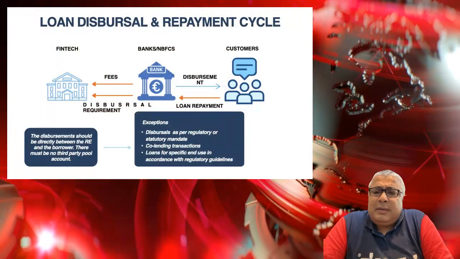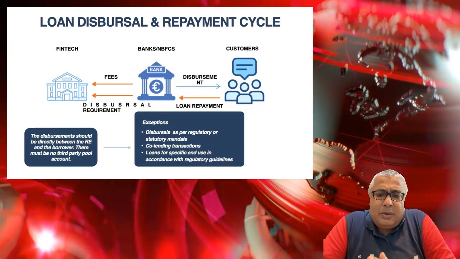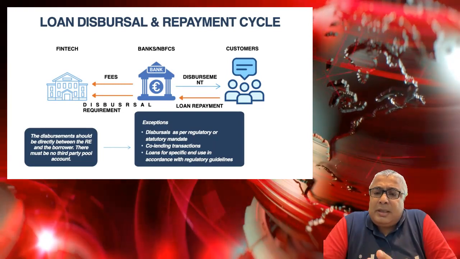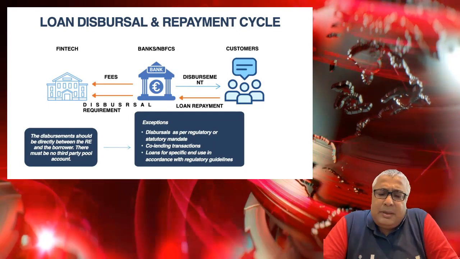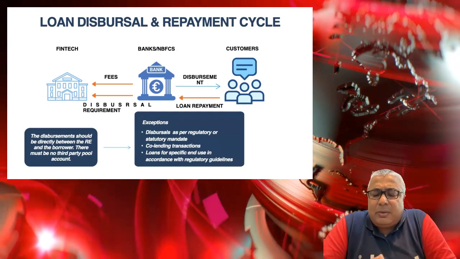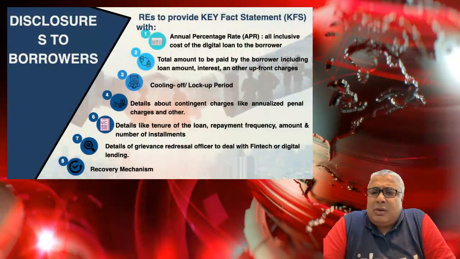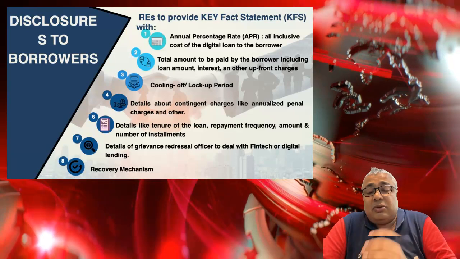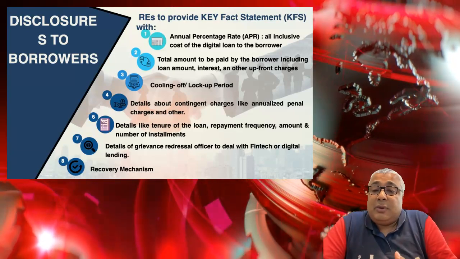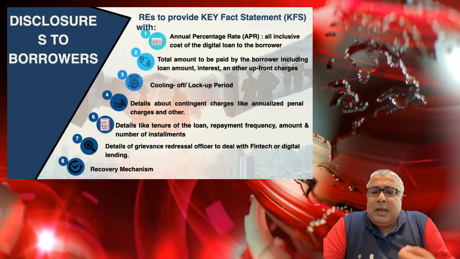So this is the flow of how this will work. Fintech is again LSP or DLA, whatever terminology you want to use, then bank and NBFC, and then customer. Loan repayment has to again come directly into the account of the NBFC or bank, whosoever is doing the lending. So this is another disclosure to the borrower. You have to disclose to the borrower first the annual percentage rate, how much percentage you're going to charge, that includes interest and processing charges, how much the borrower is required to pay, and the cooling and lock-in period.